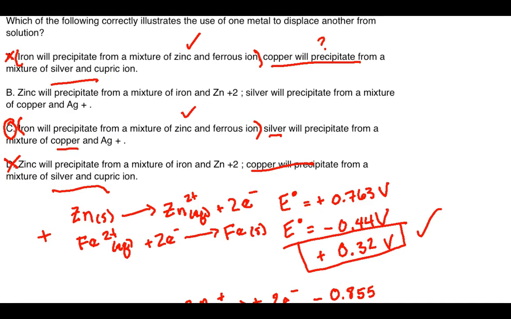So notice that this is the reverse of this reaction up here. We have copper will precipitate from a silver and copper ion mixture. And here we're saying that silver will precipitate from a mixture of copper and silver ion. Well, let's think for one second. If this was non-spontaneous, the reverse reaction must be spontaneous. That must work. So without even having to do more math, we're done. We know that C is the correct answer here. And C would be the correct answer in this sample question.